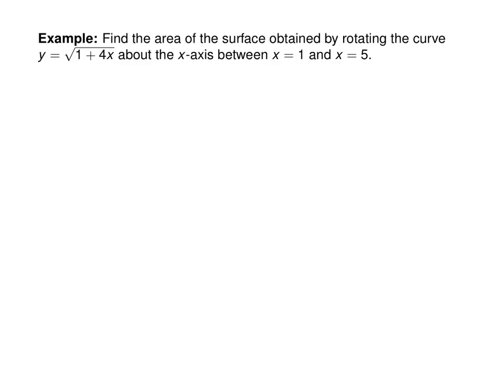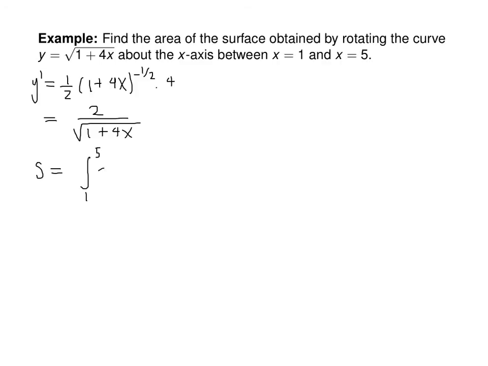Next, let's find the area of the surface obtained when we rotate y equals the square root of 1 plus 4x about the x-axis between x equals 1 and x equals 5. So first let's find y prime. Y prime is 1/2 times 1 plus 4x to the negative 1/2 times 4, or 2 over the square root of 1 plus 4x. Now the surface area will be the integral from 1 to 5 of 2 pi f of x root 1 plus f prime of x squared dx.